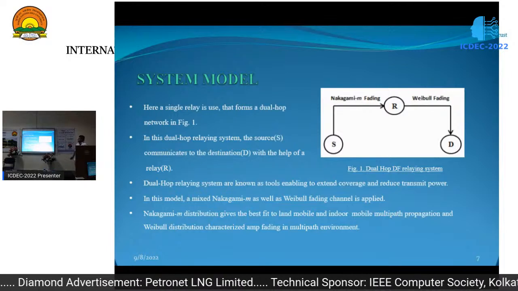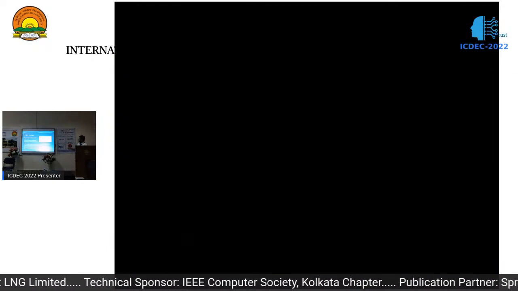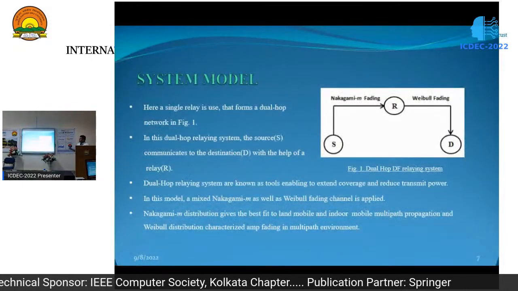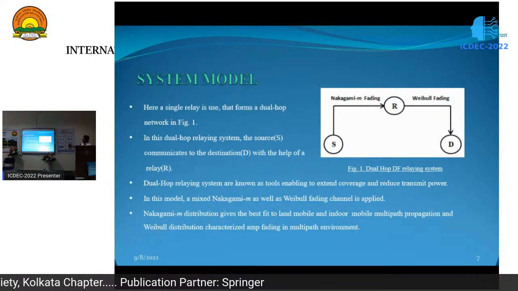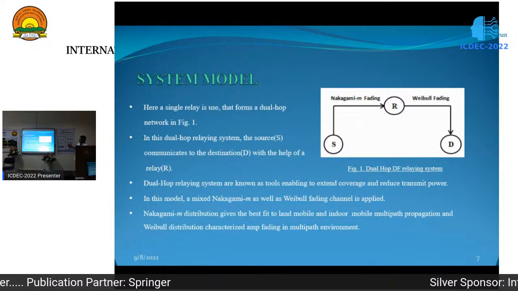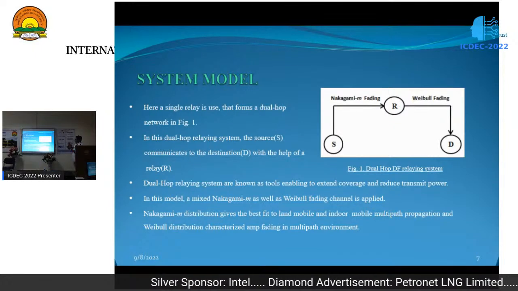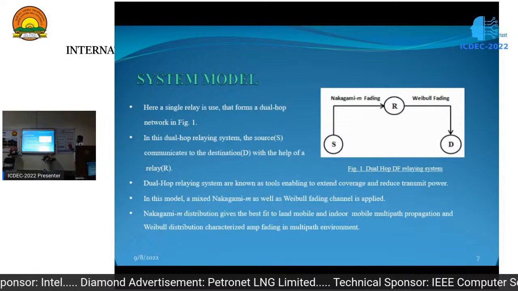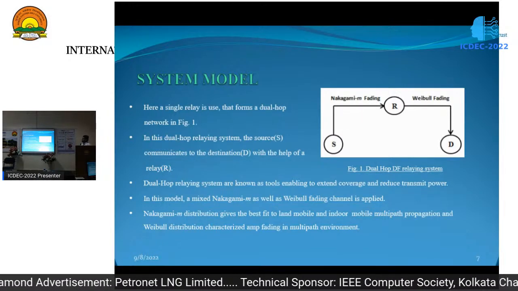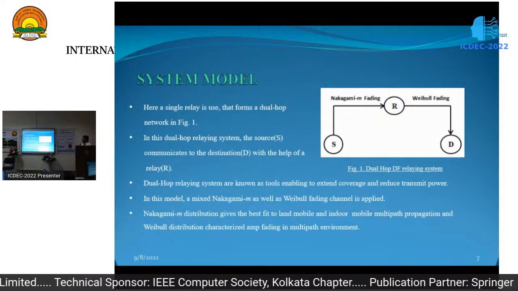The system model. Here you can see from the source to the relay, I have taken the Nakagami fading, and from the relay to the destination, I am taking the Weibull fading. This is a dual hop relay system. A dual hop relay system is known for enabling extended coverage and reducing the transmission cost.